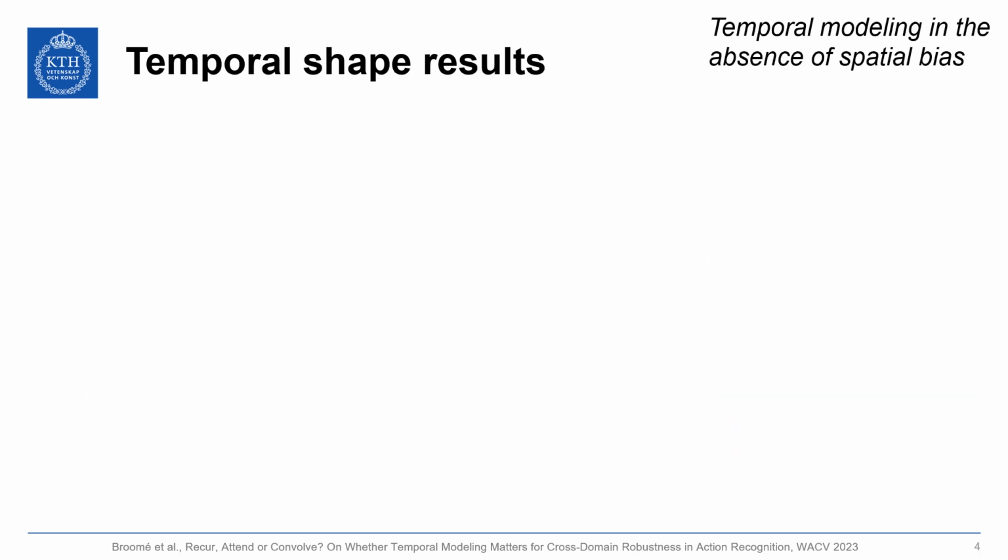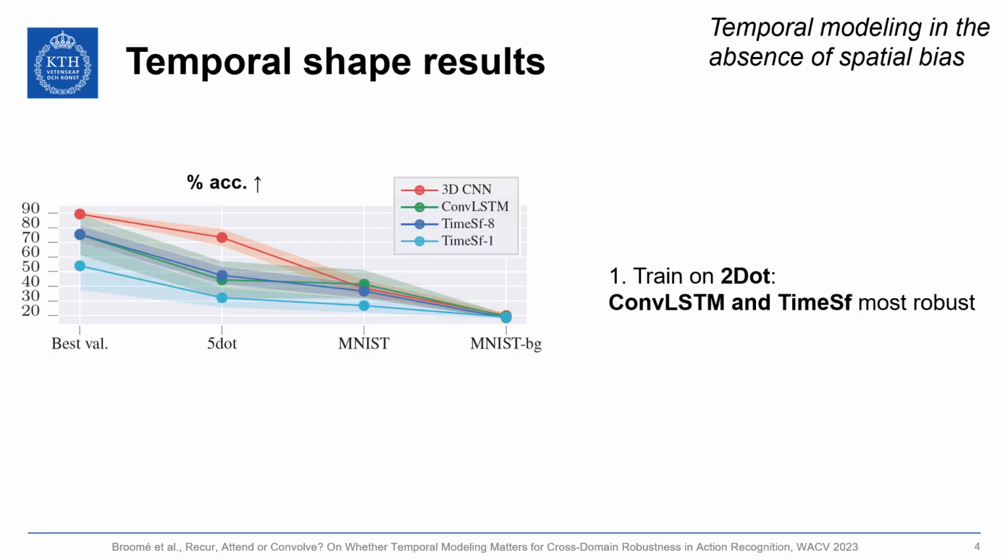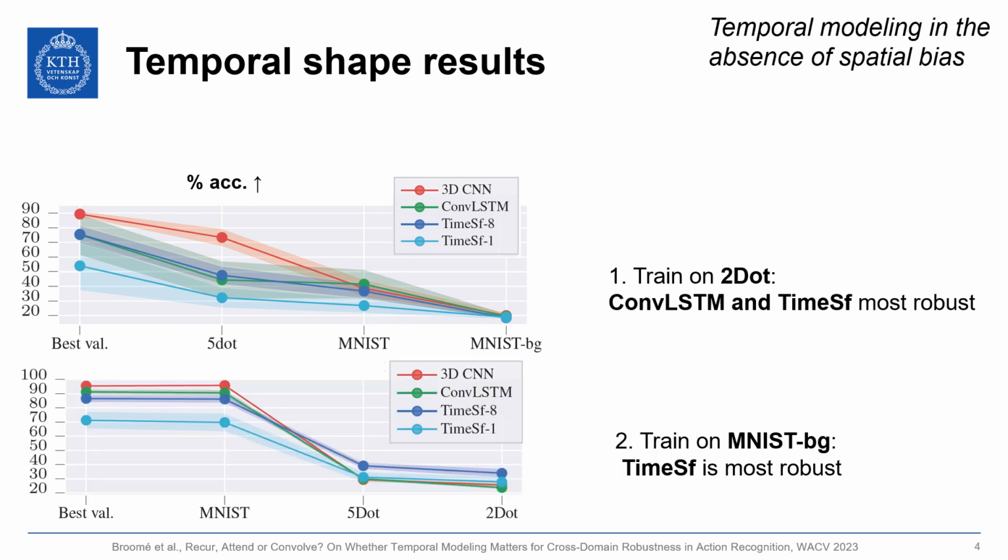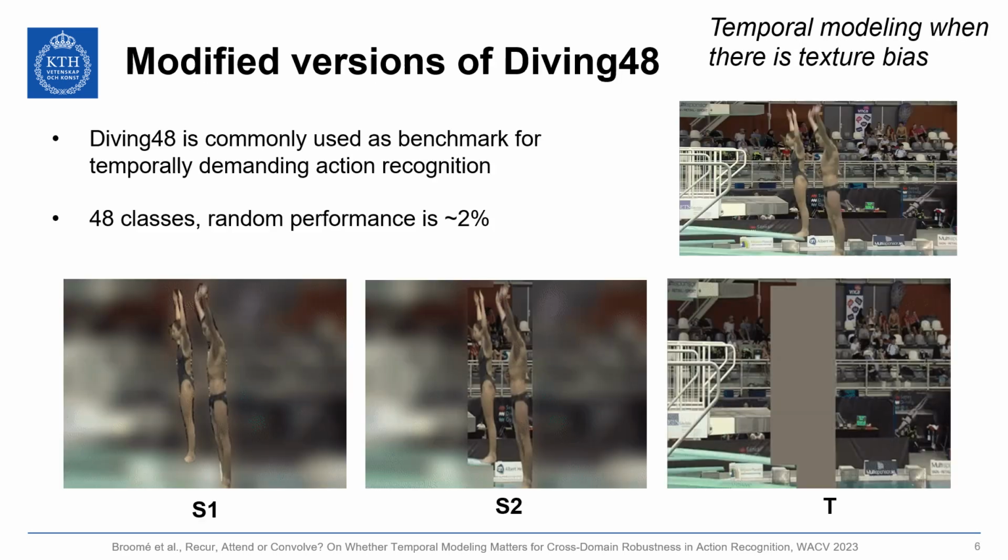When we train on 2.0, we found that the green and blue curves, Convolve and the transformer, are the most flat and thus the most robust across the domains. And when we train on NIST with background, it's the larger transformer that's the most robust.